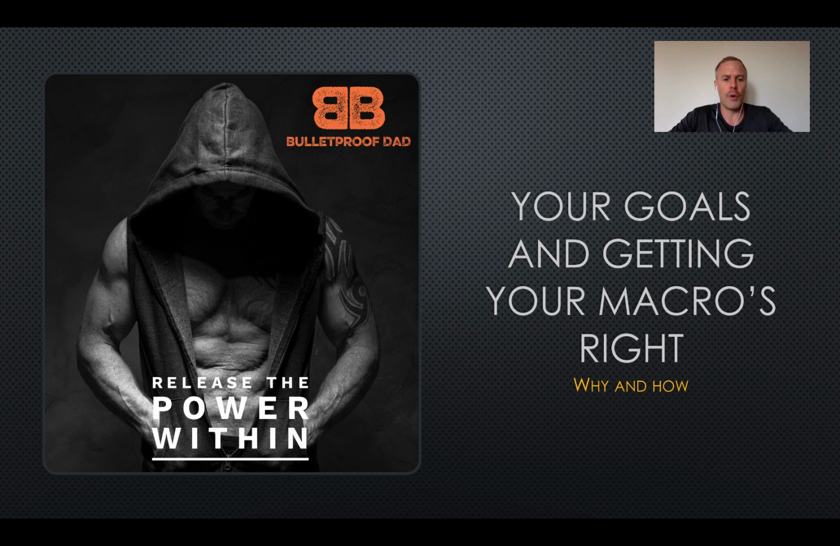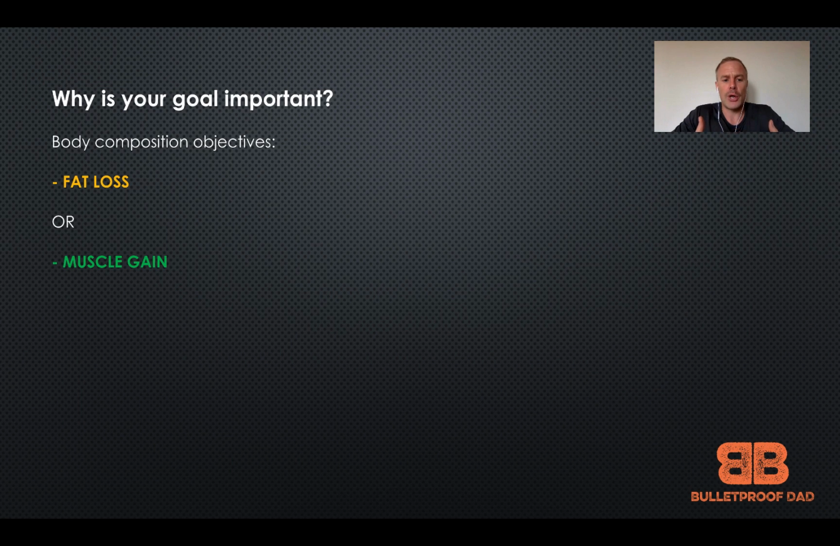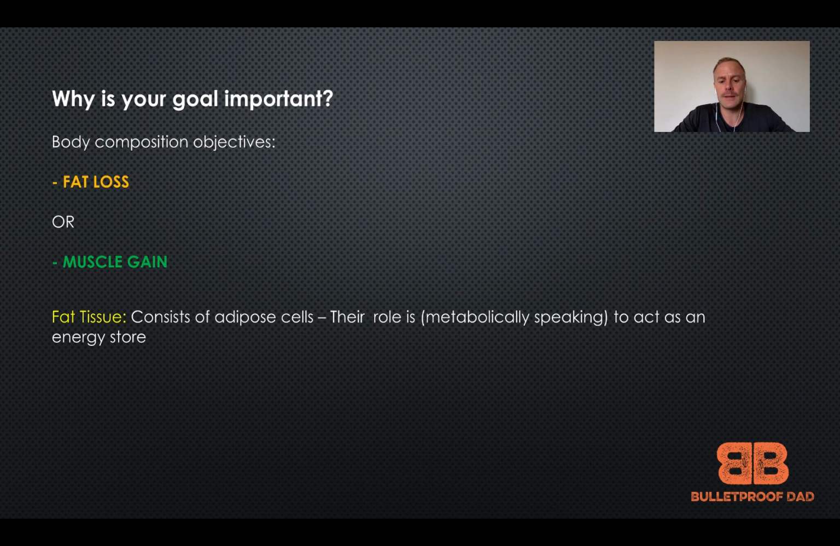Okay, so moving forward, why is your goal important? We're looking at two different body composition objectives here, and I want to explain in a little more detail what constitutes both fat loss and muscle gain. Fat tissue consists of what we call adipose cells, and their role, metabolically speaking anyway, is to act as an energy store. They have other roles within the body, such as in the lining of your skin and in the function of your brain and your neurons. But from a metabolic point of view, it's predominantly used as an energy store. So keep that in mind.